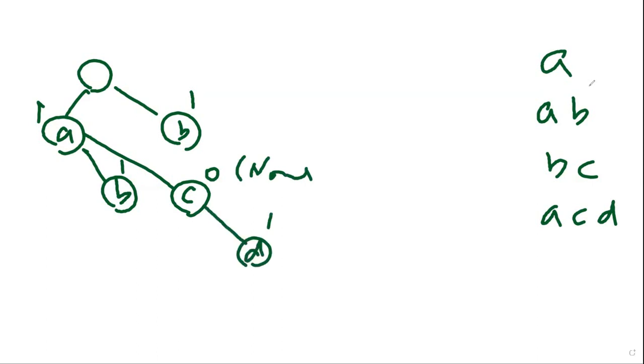After that, you should traverse through the whole tree. So here you have 1, 1, 1, 1. So in total you have four words.